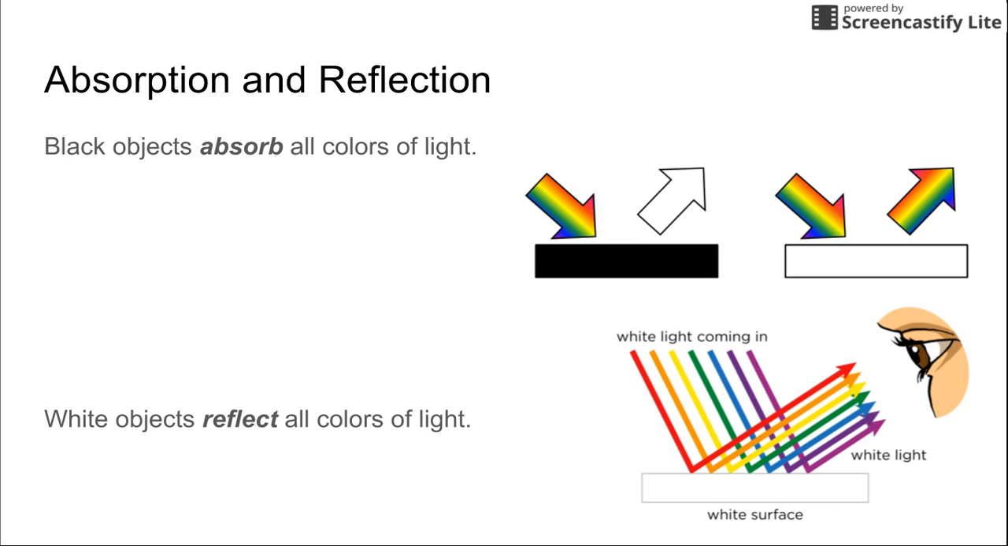So black objects absorb all colors of light. So once light hits it, you do not see any color of light coming back. White objects, on the other hand, reflect all colors. So you'll see all colors bouncing back. So if you have white light coming in and you have a white surface, you have white light then coming back out. So black objects absorb, white objects reflect.